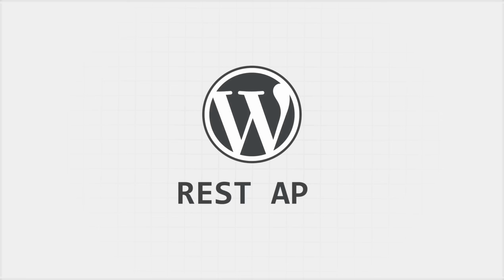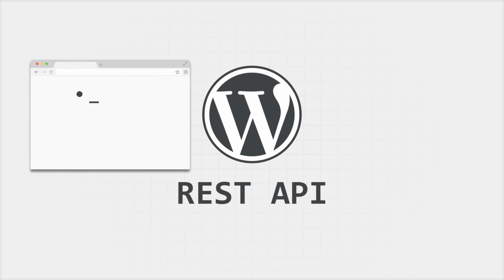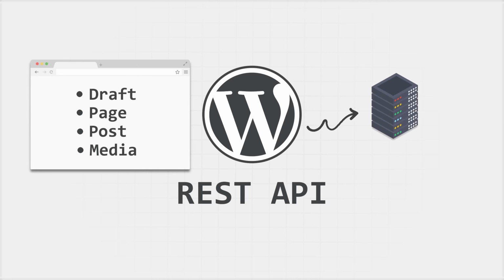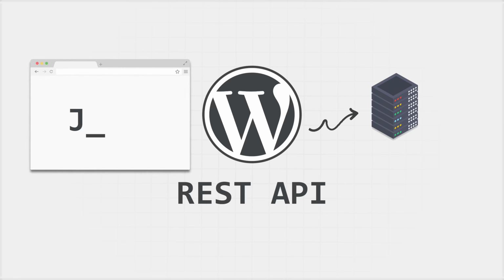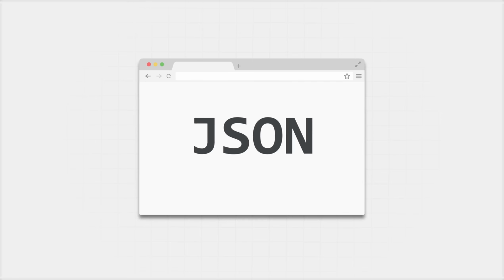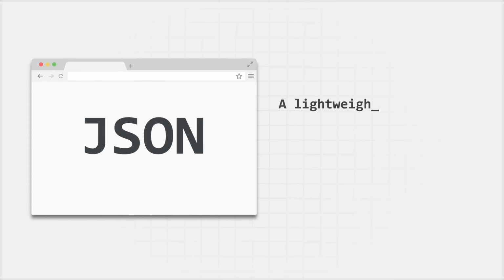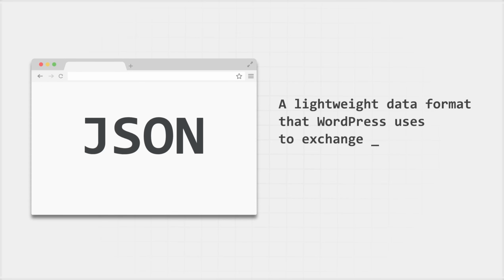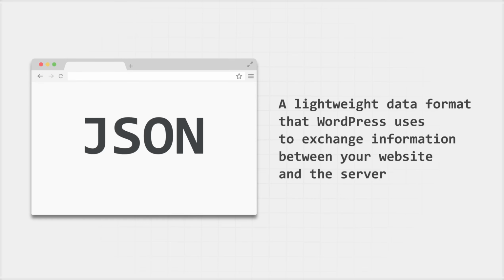So, what does this error actually mean? WordPress uses something called the REST API to communicate between the editor and your website server. Whenever you save a draft, update a page, publish a post, upload media, or make changes inside the editor, WordPress sends a request to the server. The server is supposed to send a response back in a format called JSON. JSON is a lightweight data format that WordPress uses to exchange information between your website and the server.